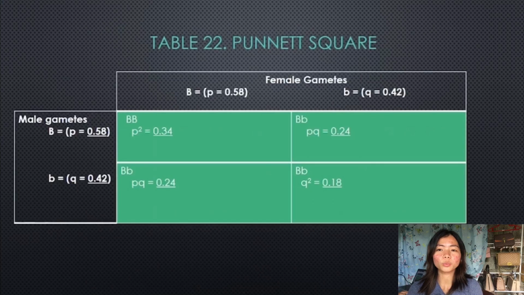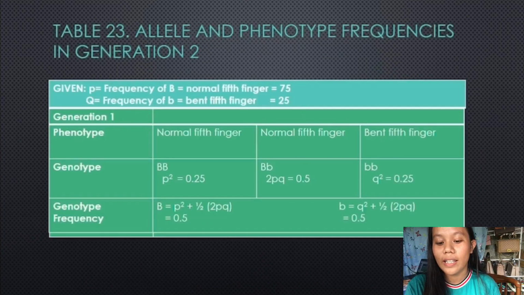In Table 22, we just substituted the values from Table 21 in the Punnett square. Table 23 shows the alleles and phenotype sequence of generation number 2. The given P frequency of big B, normal fifth finger, is 75 and the Q frequency of small b, bent fifth finger, is 25.